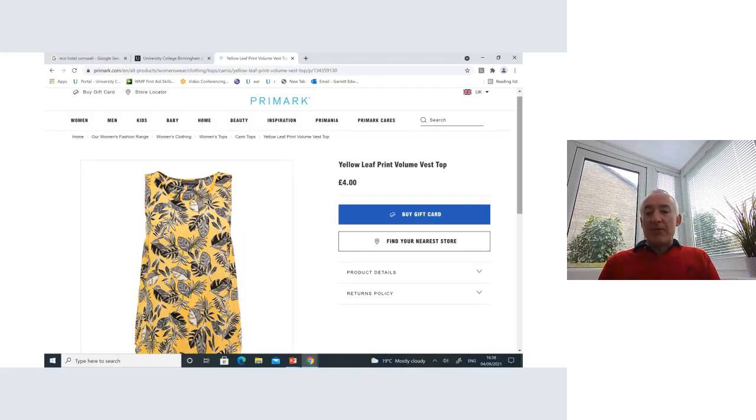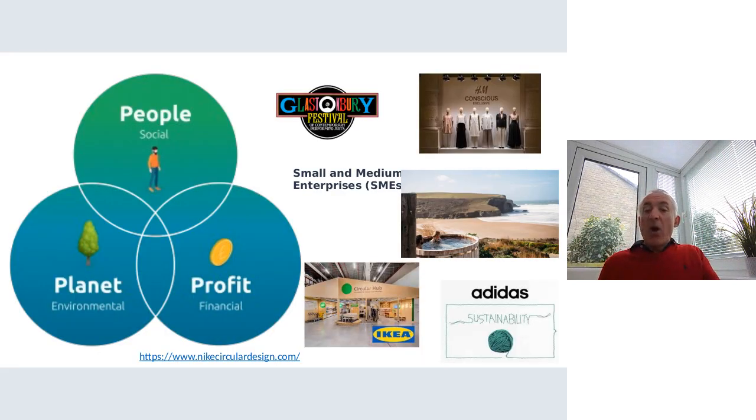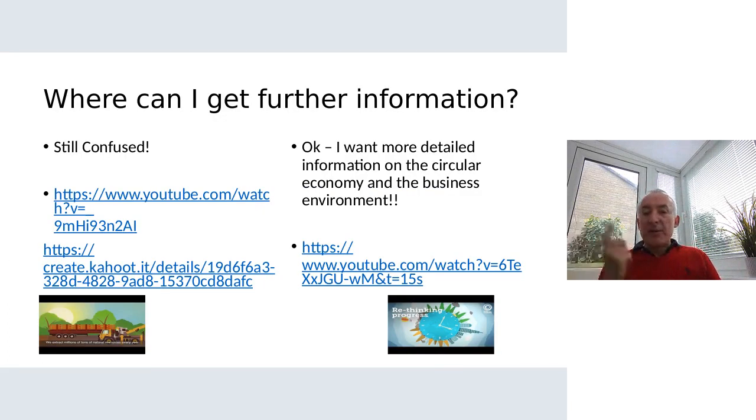I use Primark because it's £4 for a t-shirt. It's ridiculously cheap. If you buy this, is it disposed of, or can we recycle? Organizations are now seeing the profit. So you have Nike, IKEA, Adidas, Glastonbury. The circular economy is very, very important. We have to think about the planet. We cannot ignore it. Have I got you engaged?